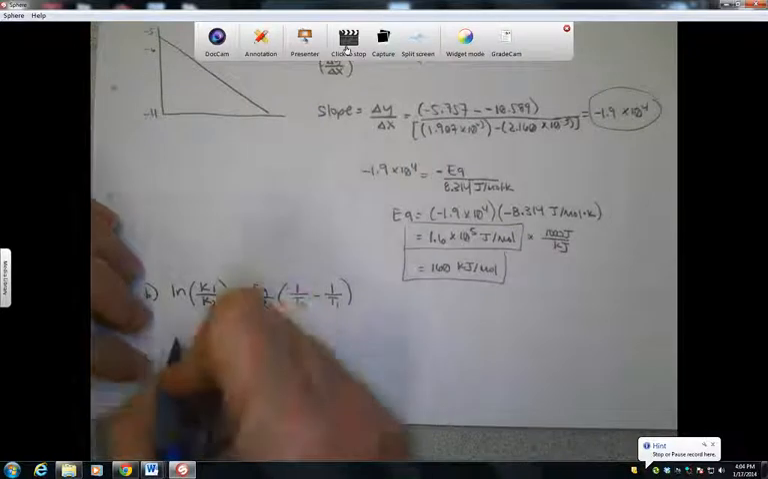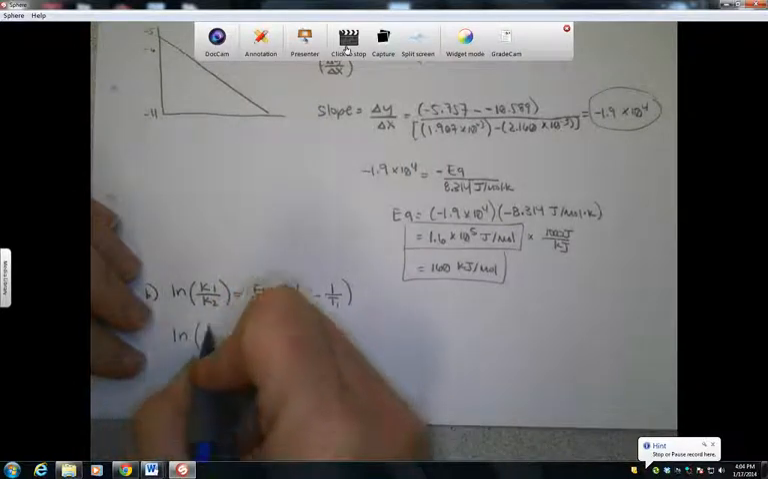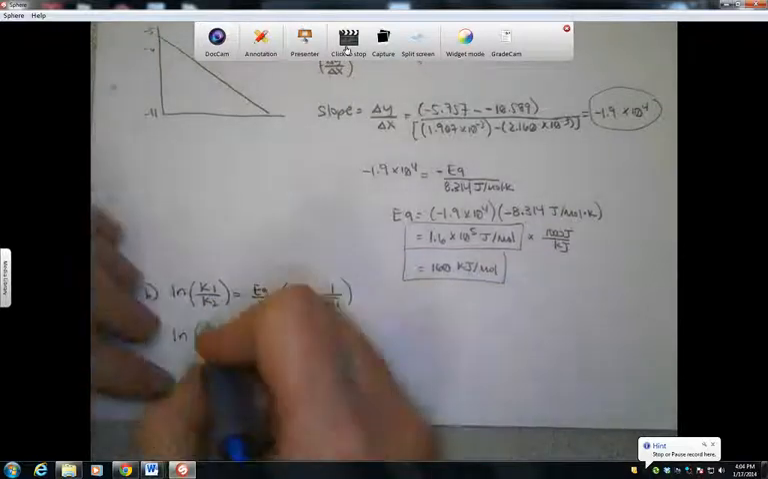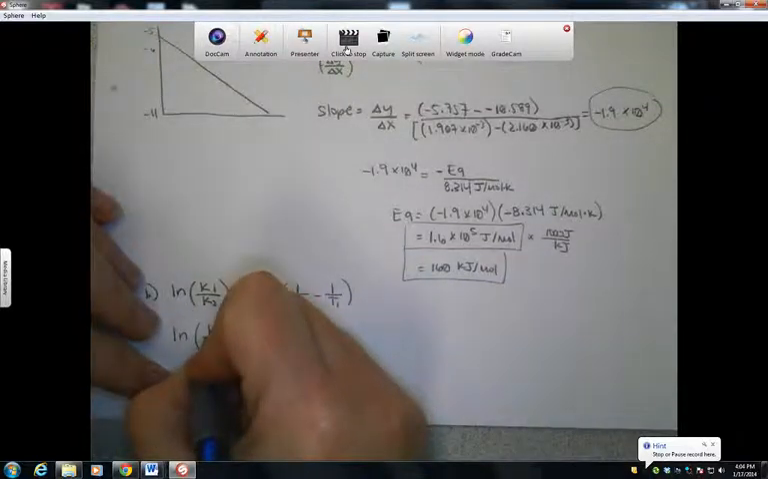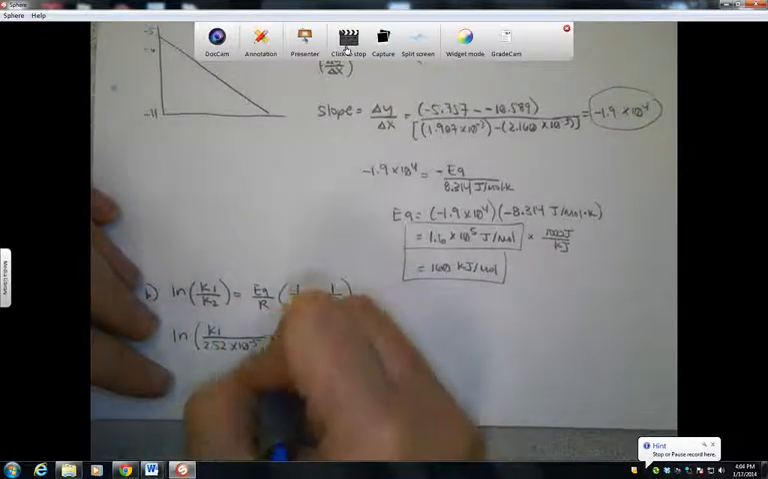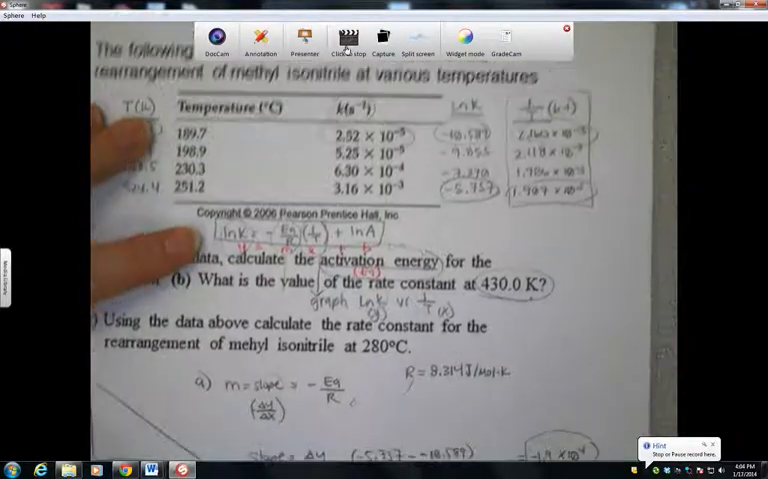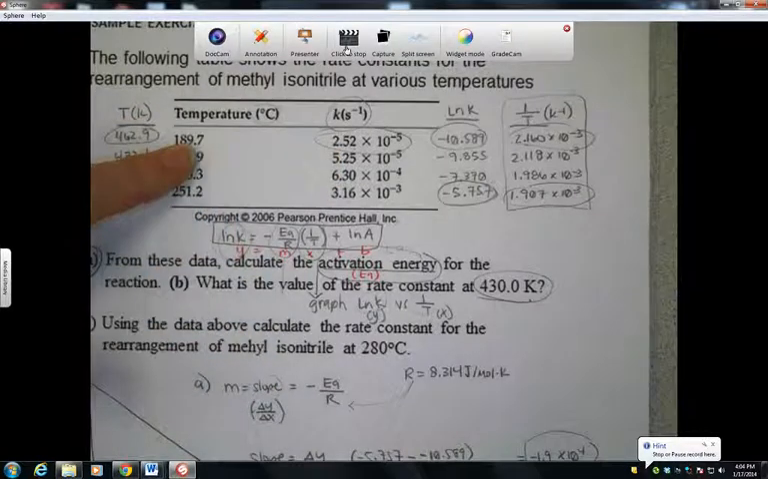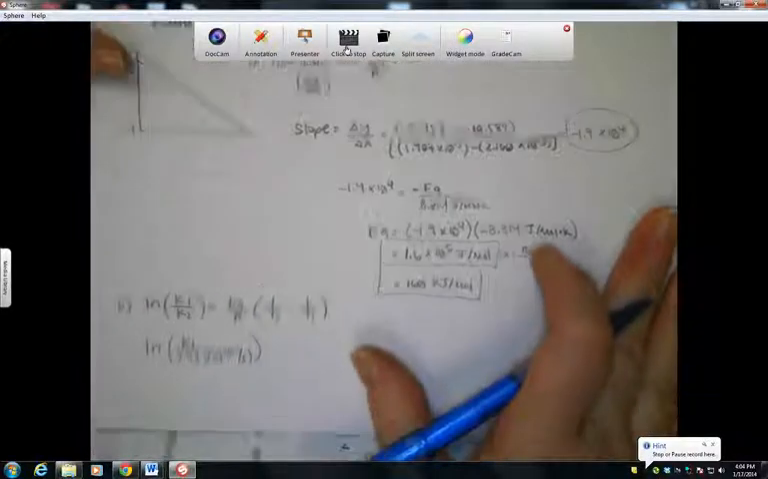So we're going to get the natural log of K1, which is what we're trying to find because we don't know that rate constant, and K2. I'm just going to use that 2.52 times 10 to the negative 5 per second that I got right off this data table. Sorry if I'm making you dizzy. And then T2 is going to be 462.9. So we'll go back here.